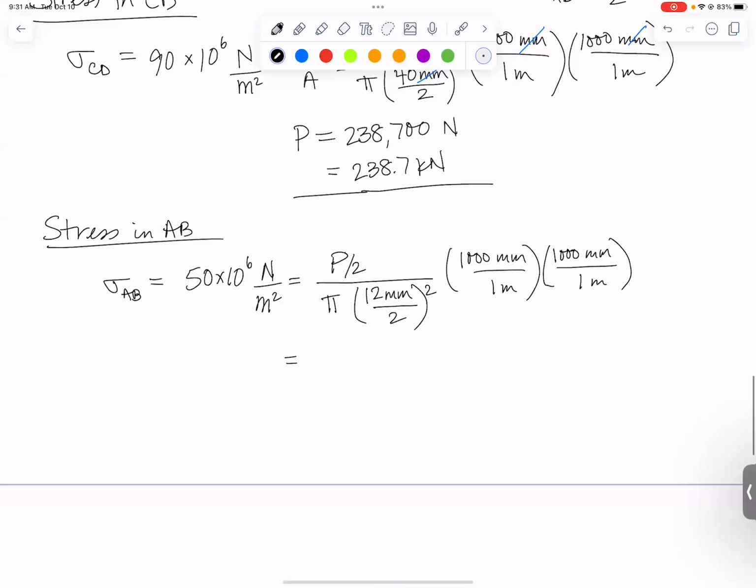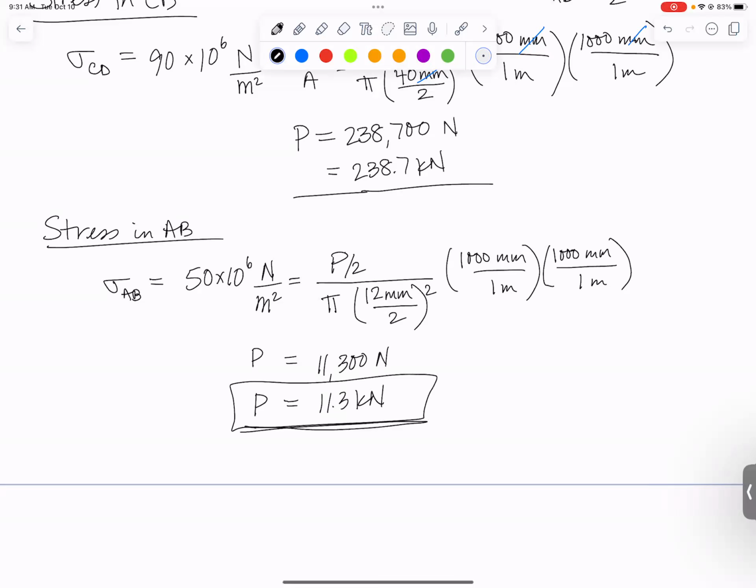And running through all of that, I get 11,300 newtons, which is 11.3 kilonewtons. That's what P is equal to. And this is going to be our actual final answer. This is what governs failure, because as I gradually apply more and more load, I'm going to reach 11.3 kilonewtons and bar AB is going to break. So we are never going to get to 238.7 kilonewtons. That post is way over designed really for the situation, is one way to put it.